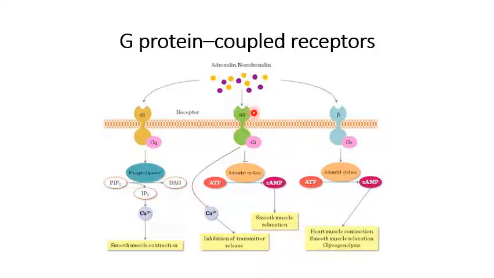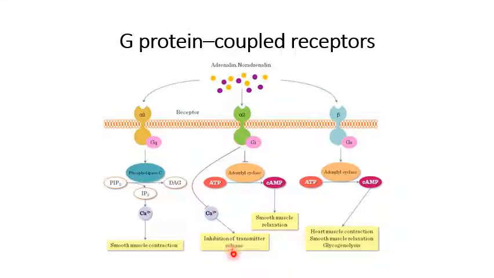If the alpha-2 receptors are occupied by agonists, this will activate the G protein coupled to these receptors, and this will inhibit adenylate cyclase from converting ATP to cyclic AMP, and subsequently this will cause smooth muscle relaxation as the cyclic AMP concentration will be decreased, and also there is a direct mechanism by which calcium can be inhibited.